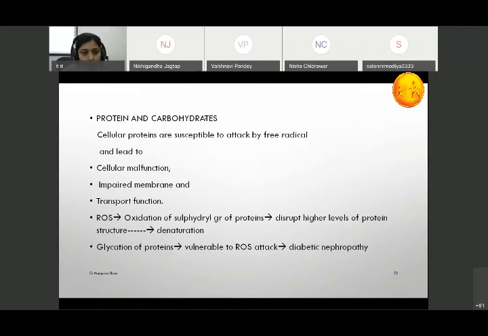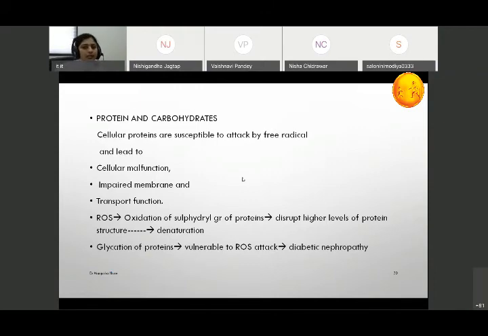Now, protein and carbohydrate combined, we call it glycoprotein. In glycation of the proteins, there is a glycosidic bond. So that is more vulnerable to this reactive oxygen species attack. This ROS attacks these glycated proteins, and that will lead to certain changes.